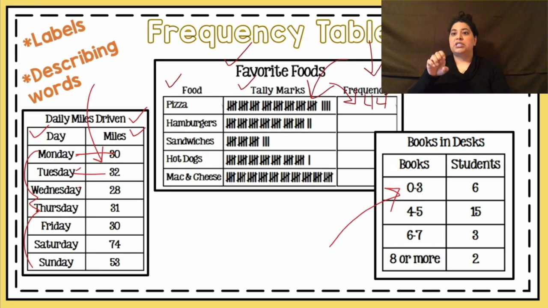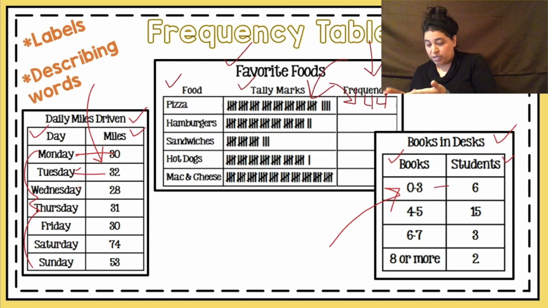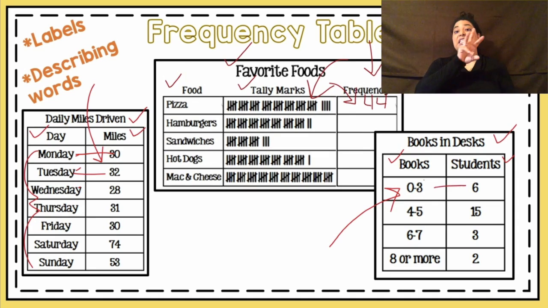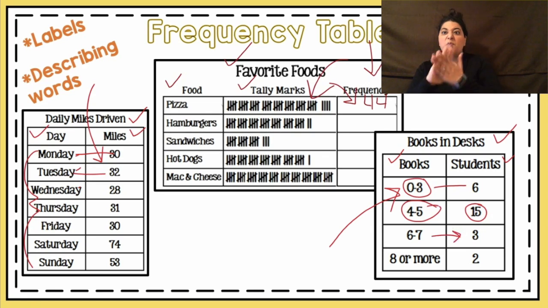So for example, this represents books and students' desks. I have books labeled in this column and students in this column. So I know that 6 students had 0 to 3 books in their desk. 15 students had 4 to 5 books in their desk. 6 to 7 books were in 3 students' desks. So each one of these frequency tables is one that you might see on some of your work.